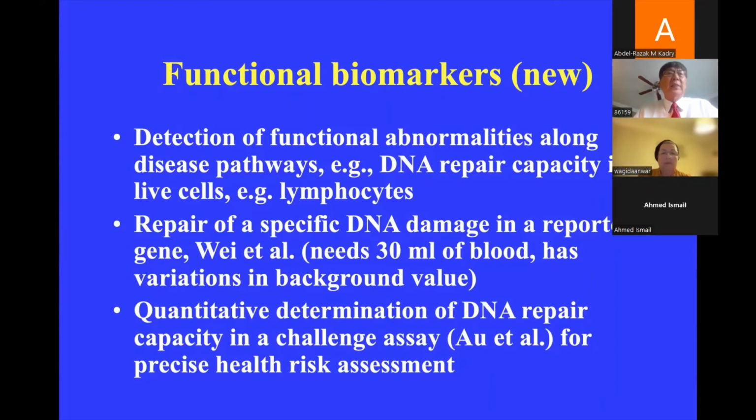One is the repair of a specific DNA marker in a reporter gene in cell. But this process requires over 30 mL of blood and has various variation in background value. So this is kind of difficult to do, and it's still being used, but not very frequently because of the variation and the large amount of blood needed.